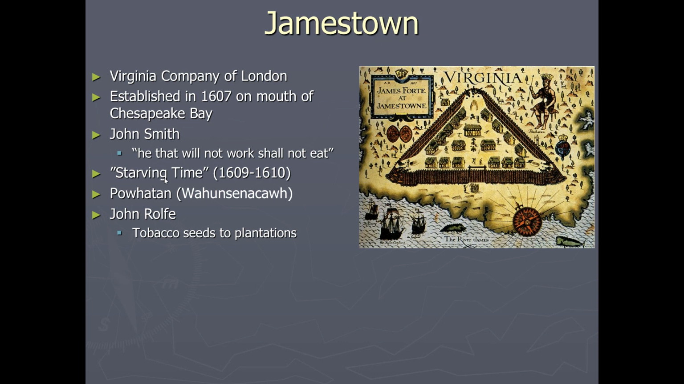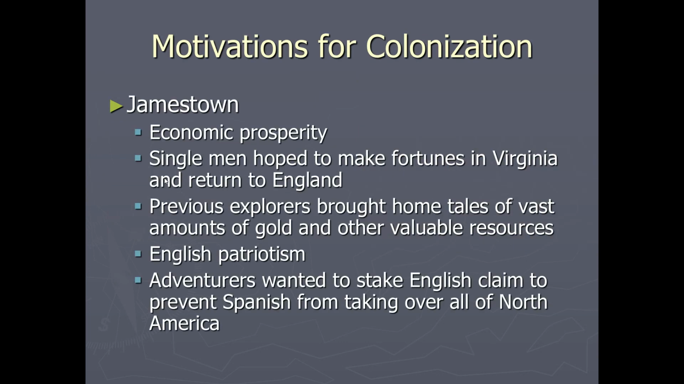And so, under the direction of John Smith, they were able to save the colony of Jamestown and also the establishment of tobacco. For John Rolfe was also a colonist. He is going to be responsible in 1619 of bringing your first slaves into the English colonies. But he also finds tobacco seeds for plantations.